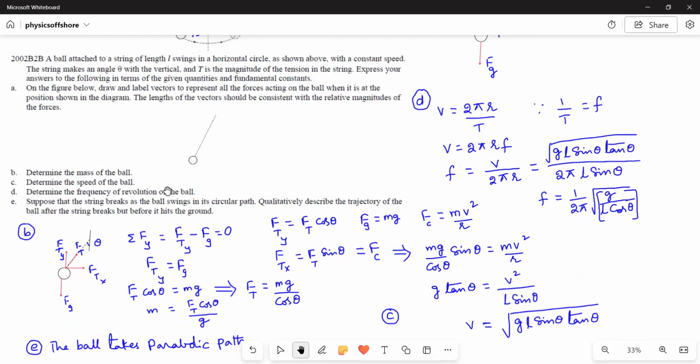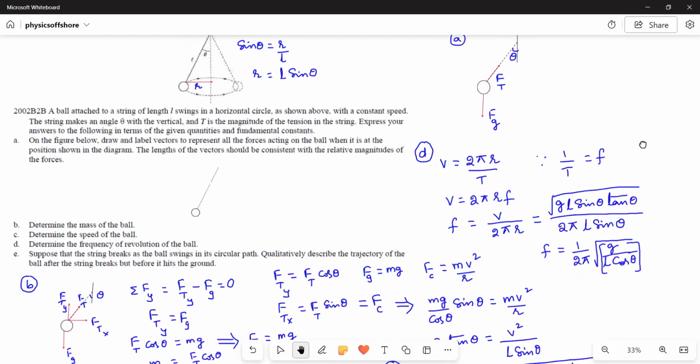Next, D bit. We have to find the frequency. We know V is equal to 2 pi R by T and 1 by T is equal to f, frequency, because 1 by time period is equal to frequency. Therefore, V is equal to 2 pi R f, or f is equal to V by 2 pi R. We don't know the numerical values. Therefore, we have to convert everything into the known quantities. R is also not known to us, so we have to write R in terms of L.